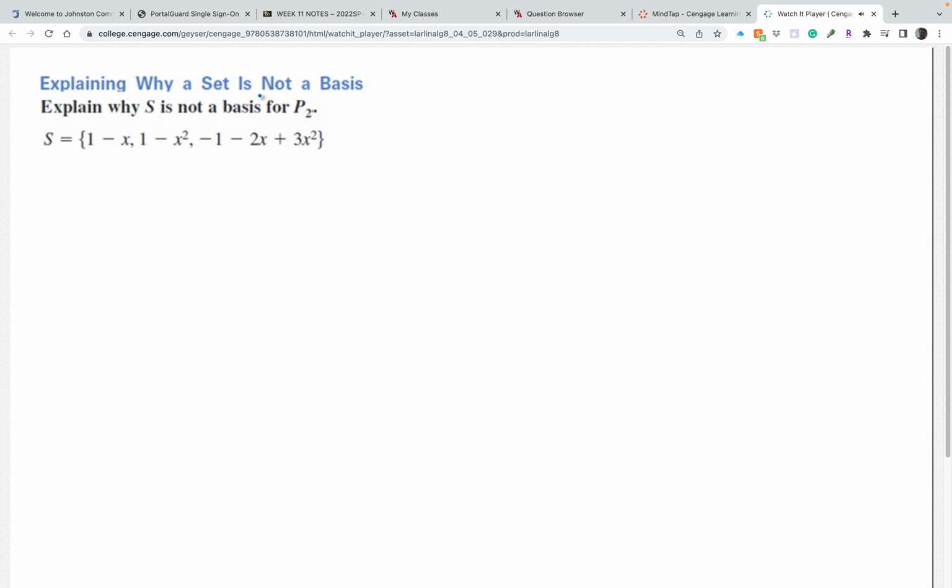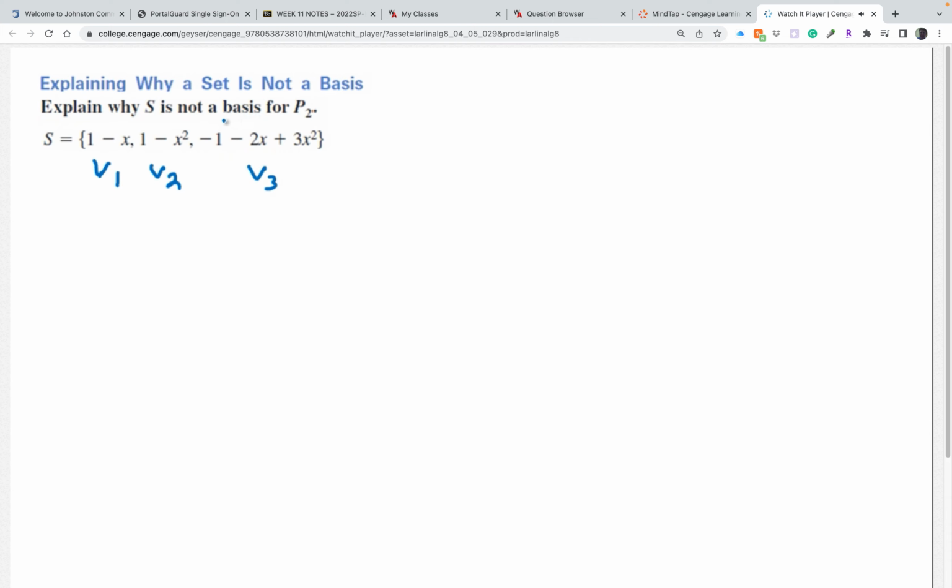Explaining why a set is not a basis. Explain why S is not a basis for P2, the set of all second degree polynomials, where S is equal to, well, we'll have the first vector be this polynomial 1 minus x, that will be v sub 1, and then 1 minus x squared will be v sub 2, and negative 1 minus 2x plus 3x squared, that will be our third vector, v sub 3.